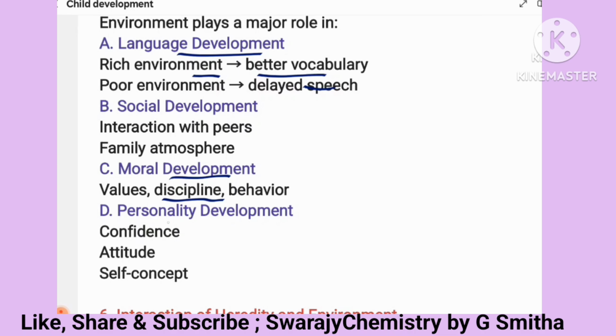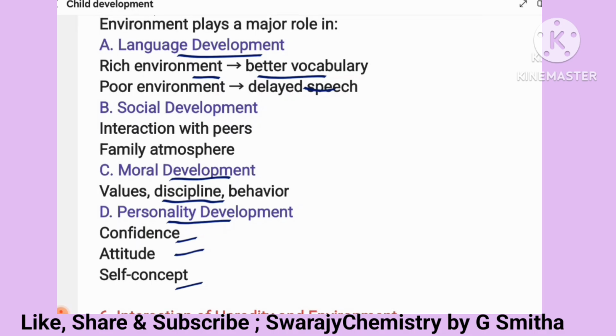The last one is personality development. Finally, environment shapes personality, including confidence, attitude, and self-concept. A positive environment creates a positive self-image and a healthy personality. So, remember, heredity gives the foundation, environment builds the structure. Let me end this part with an important message. Heredity may begin development, but environment completes it.